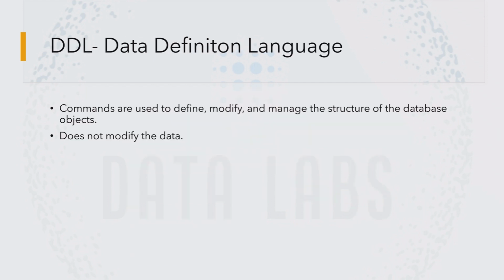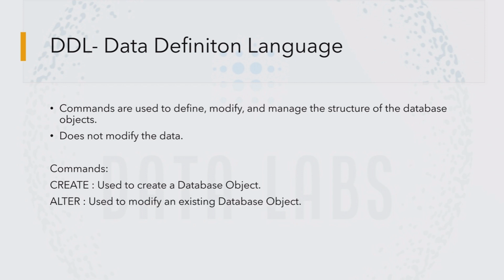Data definition language. DDL commands are used to define, modify, and manage the structure of database objects like databases, tables, views, stored procedures, etc. These commands do not manipulate the data but rather focus on manipulating the objects only. Some of the DDL commands are create, which is used to create the objects; alter, which is used to modify the objects; drop, which permanently deletes the object; and truncate, which is used to clean up the database tables.